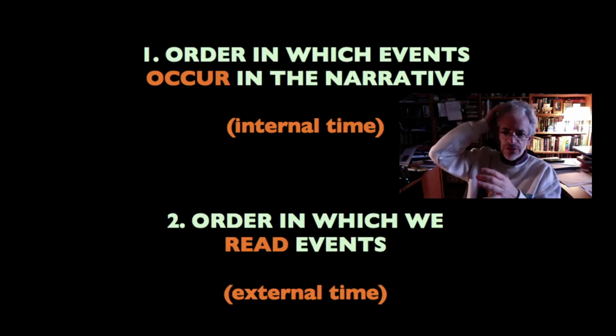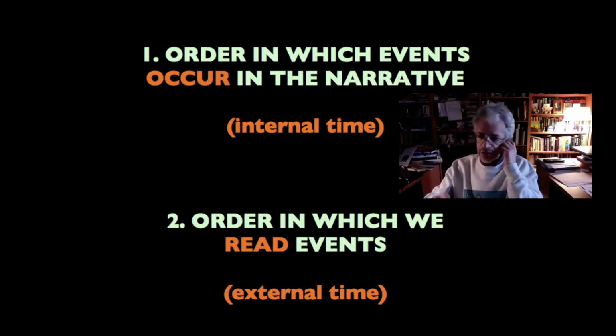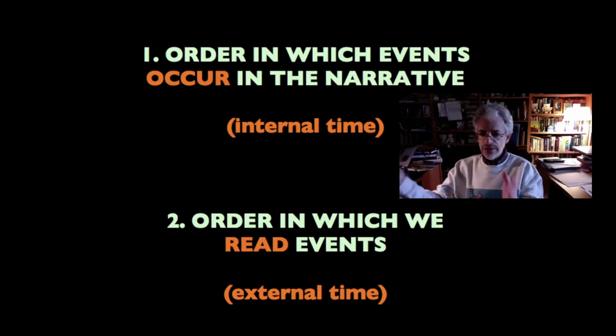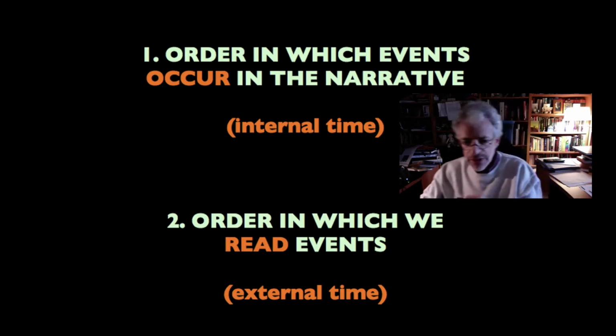So there's the internal order that happens, and sometimes in a narrative that happens in a linear fashion. You start at A, and the person's 4 years old, and then they get to be 90 years old, and then they die, and that's it. It's all internal. It's all chronological. Then there's the order in which we read the events in the novel, external time.